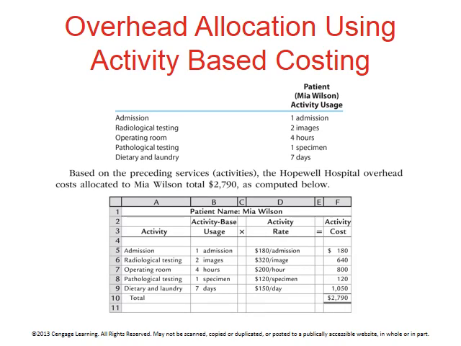So say we want to allocate some overhead to this patient using the activity-based costing system we saw in the previous slide. So if we look at the 5 different activities, row 5 through 9 in the spreadsheet, and then the usage is in column B, B5 through B9, 1 admission, 2 images, and so on. So we have activity rates that we saw for each on the previous slide. So if we multiply the usage by the activity rate, we get an activity cost. We add all those up. So total overhead using activity-based costing for patient Mia Wilson was $2,790.